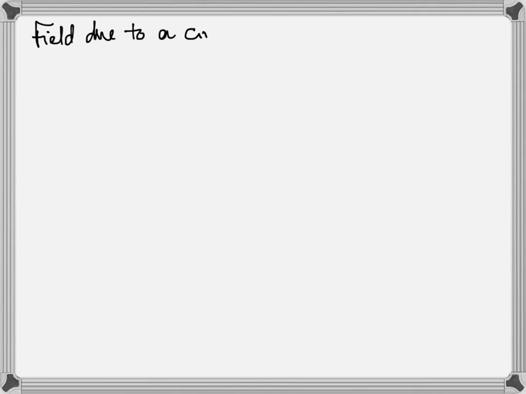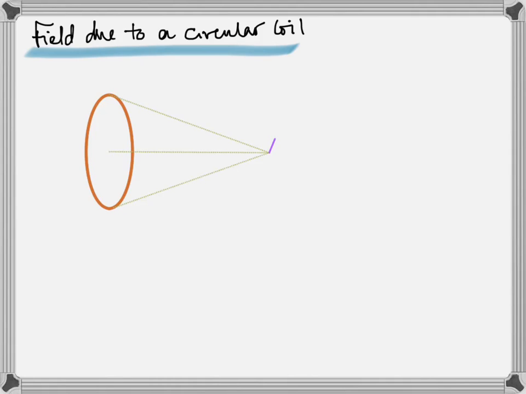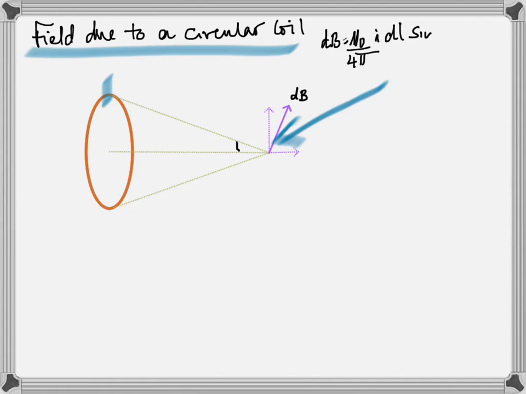So this is the field due to a circular loop or a circular coil. That is the loop, and you can see the axis drawn there. And you can imagine that the magnetic field there is dB. And you know that that magnetic field, according to Biot-Savart's law, is given by mu naught by 4 pi I dl sine theta by r squared. That is Biot-Savart's law.